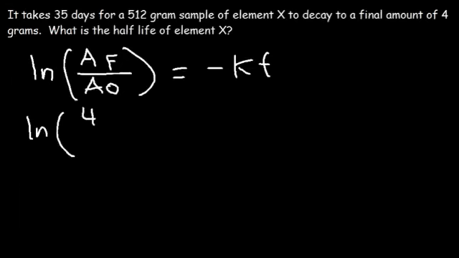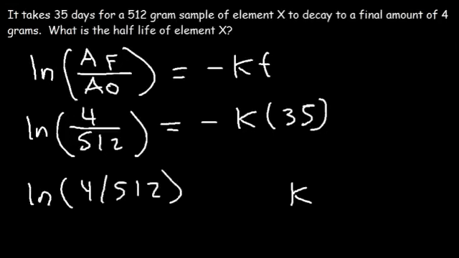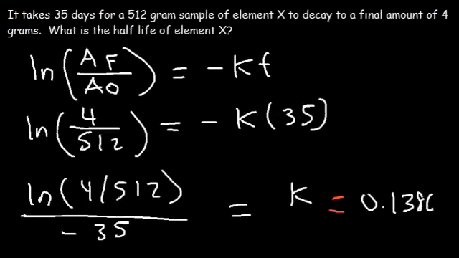Now we know the final amount is 4, the initial amount is 512, and the time it takes for the sample to go from 512 to 4 is 35 days. So K is equal to the natural log of 4 divided by 512, and then take that whole result divided by negative 35. So natural log of 4 over 512, if you type that in, you should get negative 4.852, and then divide that by negative 35. So K is equal to 0.13863.